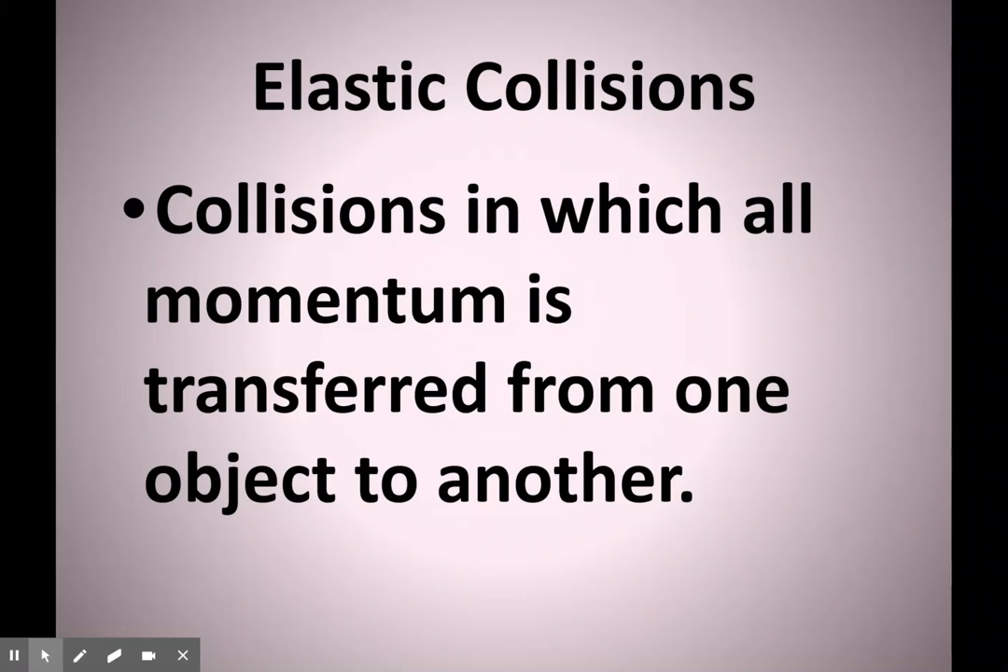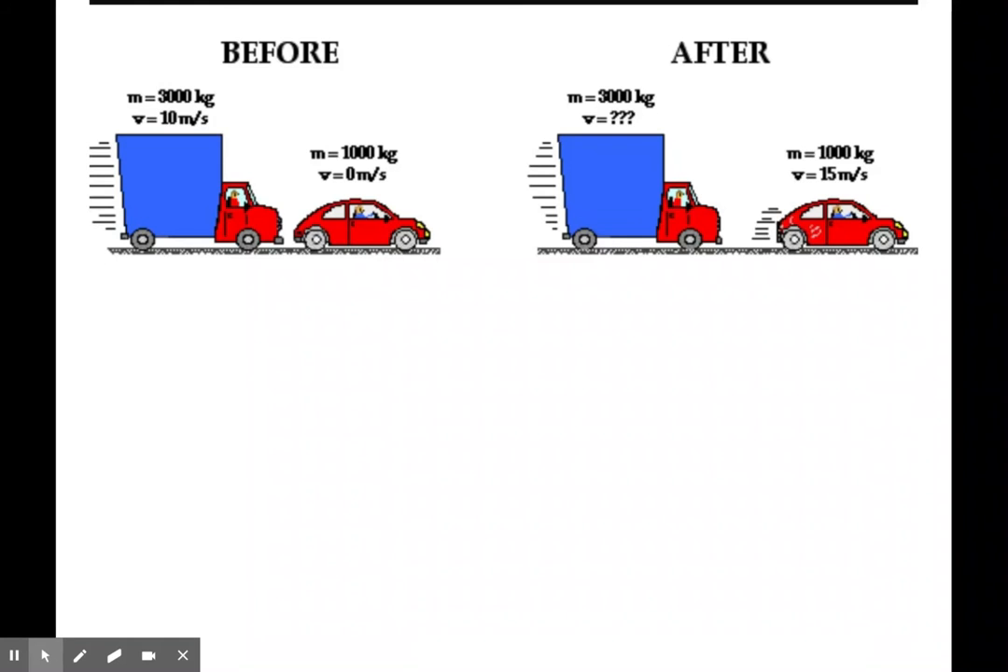We're going to have two types of collisions. The first is elastic, where in those collisions, the momentum is transferred from one object to another. So if we look at these vehicles, we've got the truck and the red car. So if we go ahead and we'll solve the momentum for each one before. So if we've got the truck, his momentum is going to be 10 times 3,000 or 30,000. And the car, velocity is 0, so his momentum is 0.